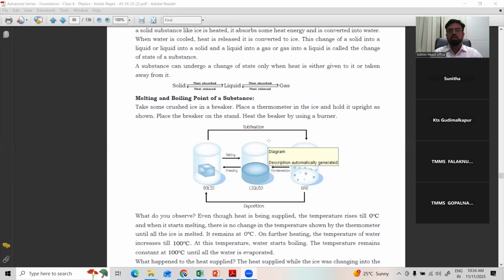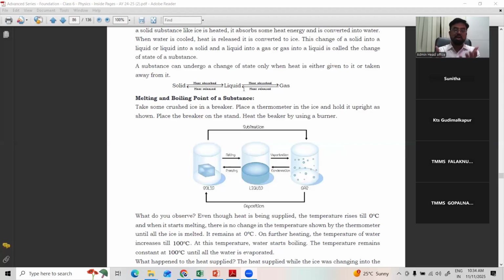Melting point is the constant temperature where solid converts into liquid. A constant temperature where liquid converts into vapor is called the boiling point. And a constant temperature where liquid becomes solid is called the freezing point. See here, they have given the direction: solid to liquid, liquid to gas. Again, gas to liquid is called condensation.